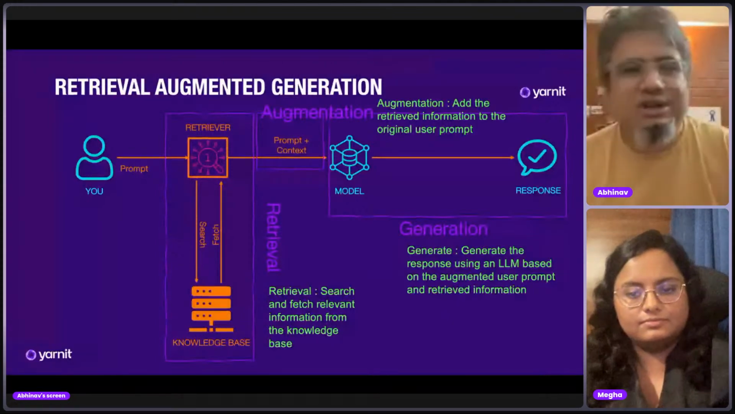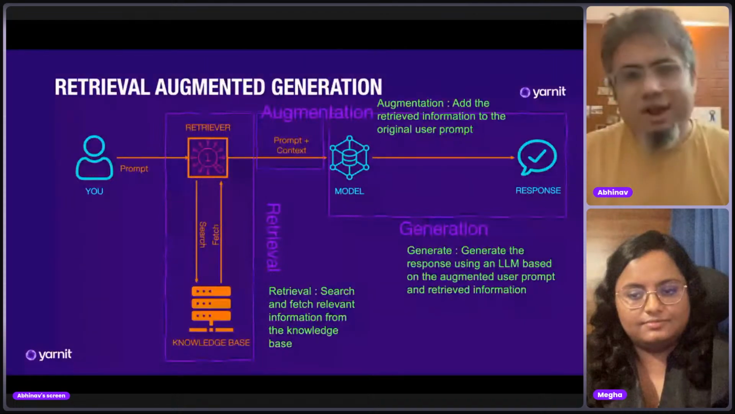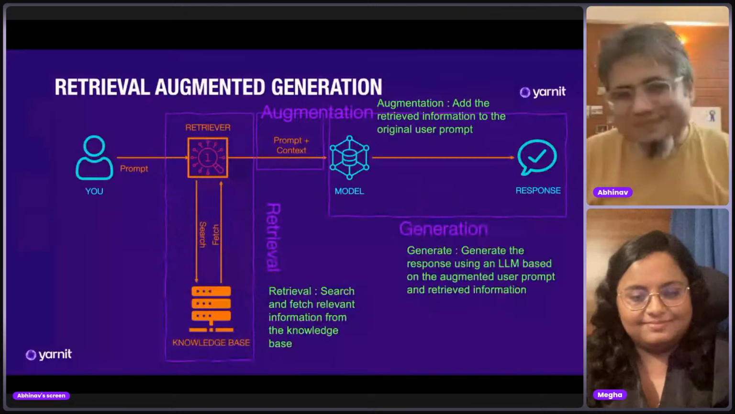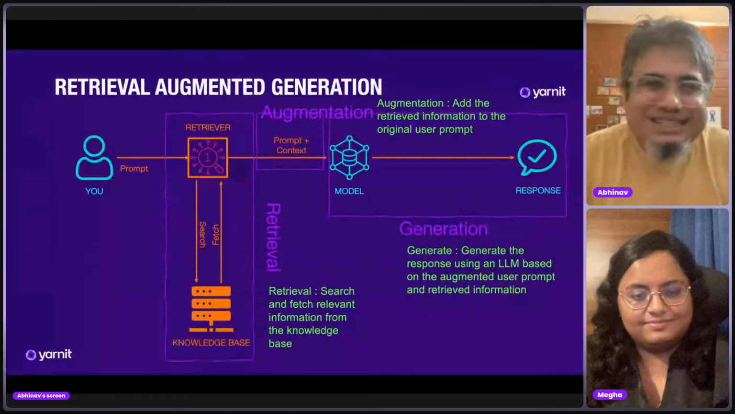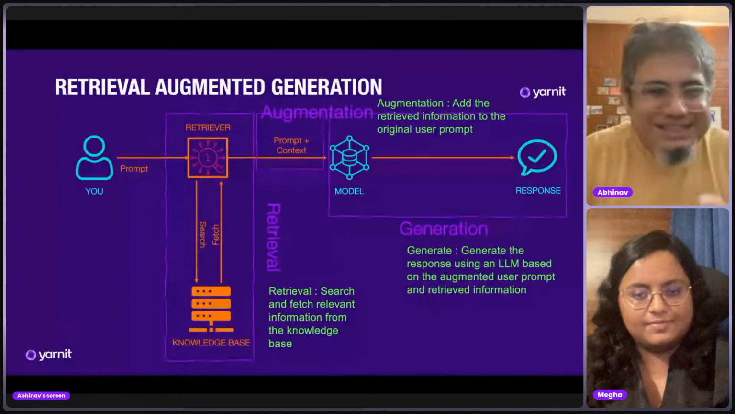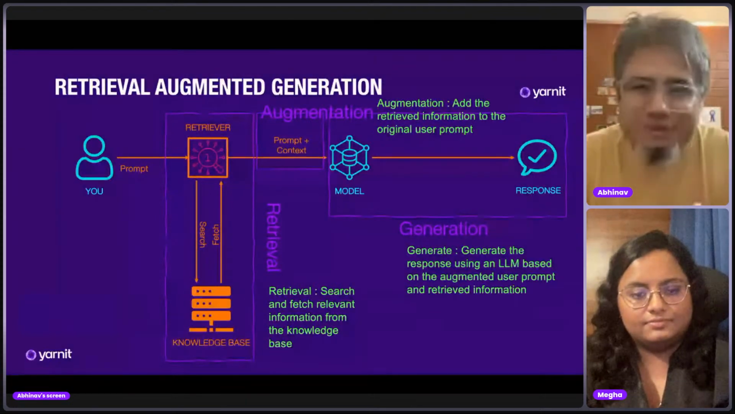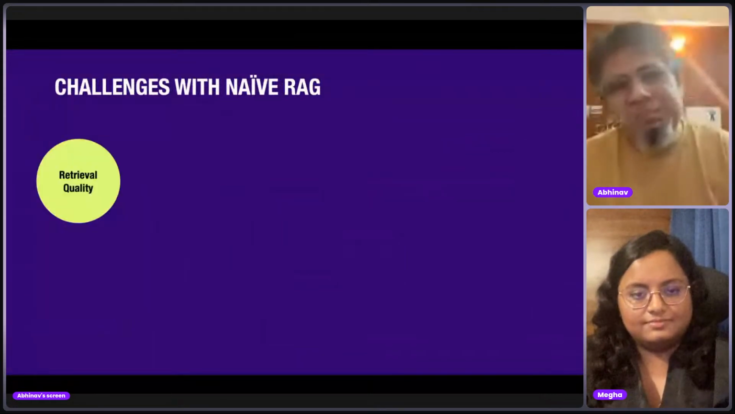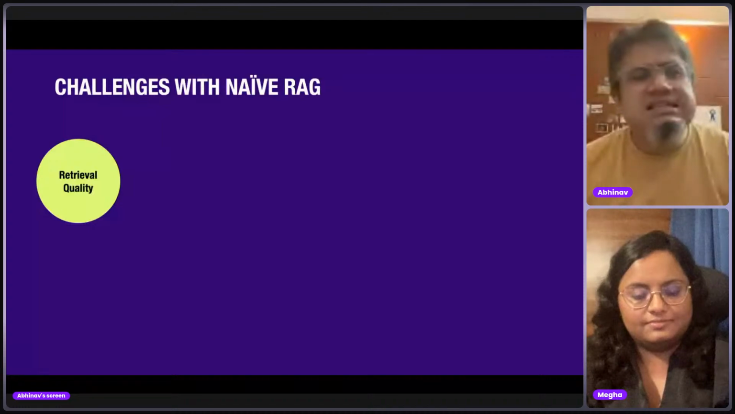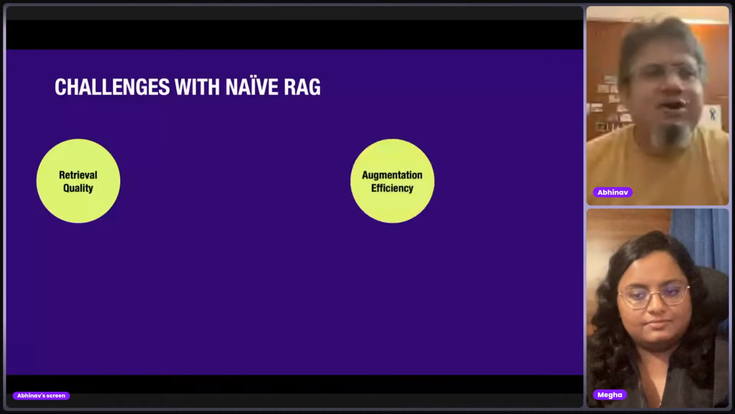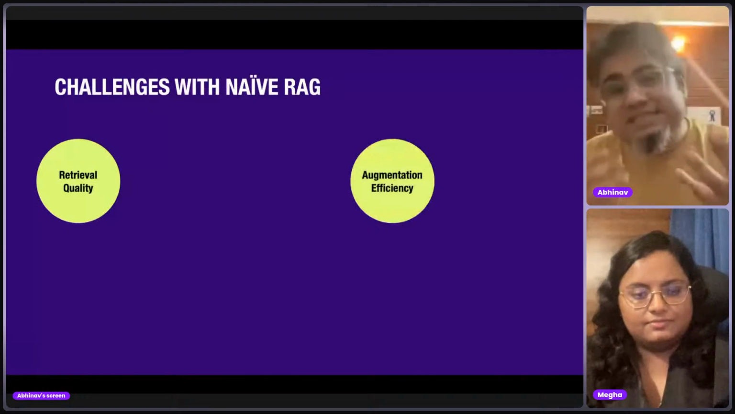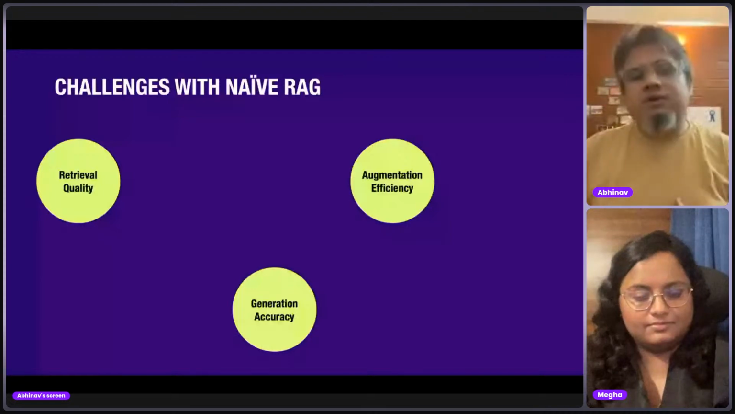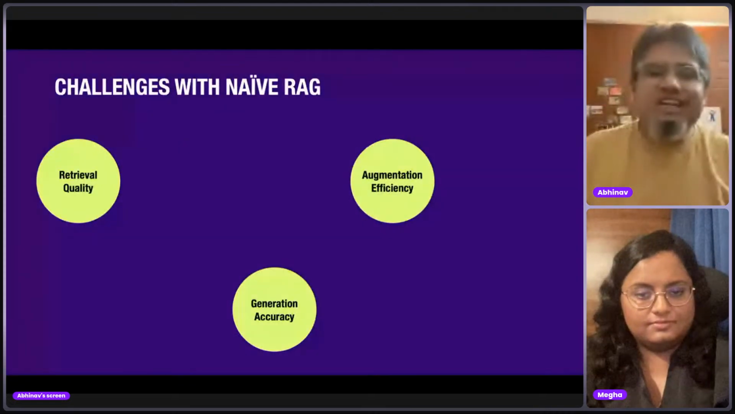Simple, novel, but things are not always as you want them to be. So this simple technique of RAG, which is also called a naive approach to RAG or naive RAG, is plagued with some challenges, with some inefficiencies. And these challenges are around retrieval quality, how well you augment this information to create the final prompt for the model, and then, of course, how accurately the model takes this information and generates the results.